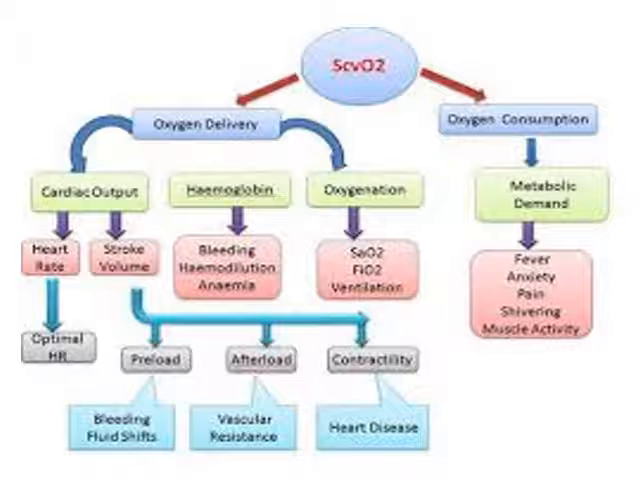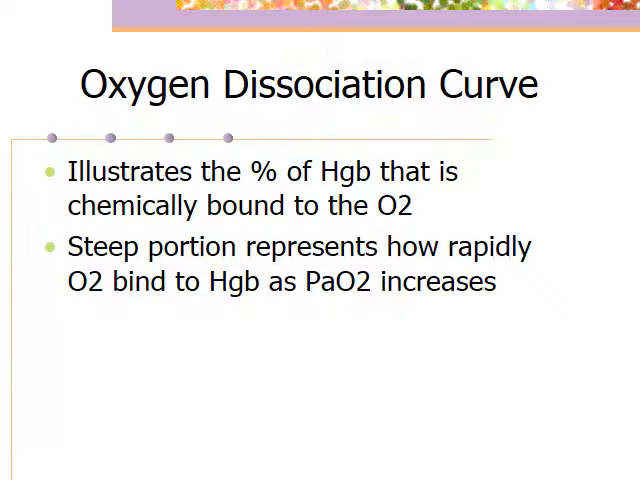So here's another visual for your SVO2. Oxygen consumption has to meet your metabolic demands. So if you have fever, anxiety, pain, shivering, muscle activity, those things are going to affect your oxygen consumption.